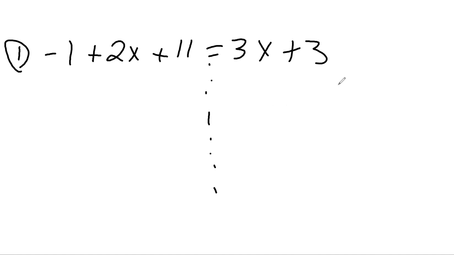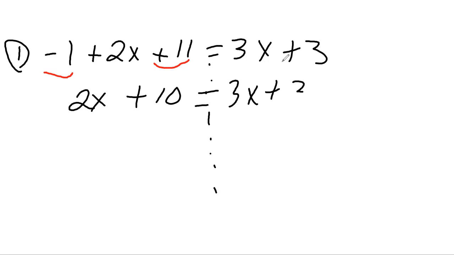First thing I look to see is if there's any parentheses to do the distributive property, and there's not. Next, I'm going to look, and on the left-hand side, is there anything I can put together to combine like terms? Well, yes, there is. I have a -1 and I have an 11. Those are just regular numbers without a variable. So I'm going to bring down the 2x, and -1 plus 11 is 10. Equals, over here on the right-hand side, there's nothing I can put together. So it's 3x plus 3.